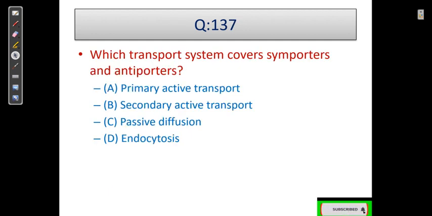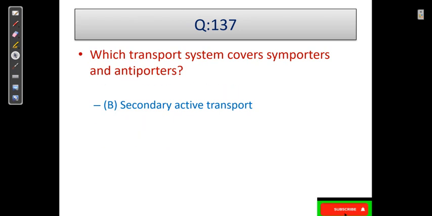Which transport system covers the symporters and antiporters? Active transport, primary active transport, secondary active transport, passive diffusion, or endocytosis? The correct one is secondary active transport because it is based on ions.